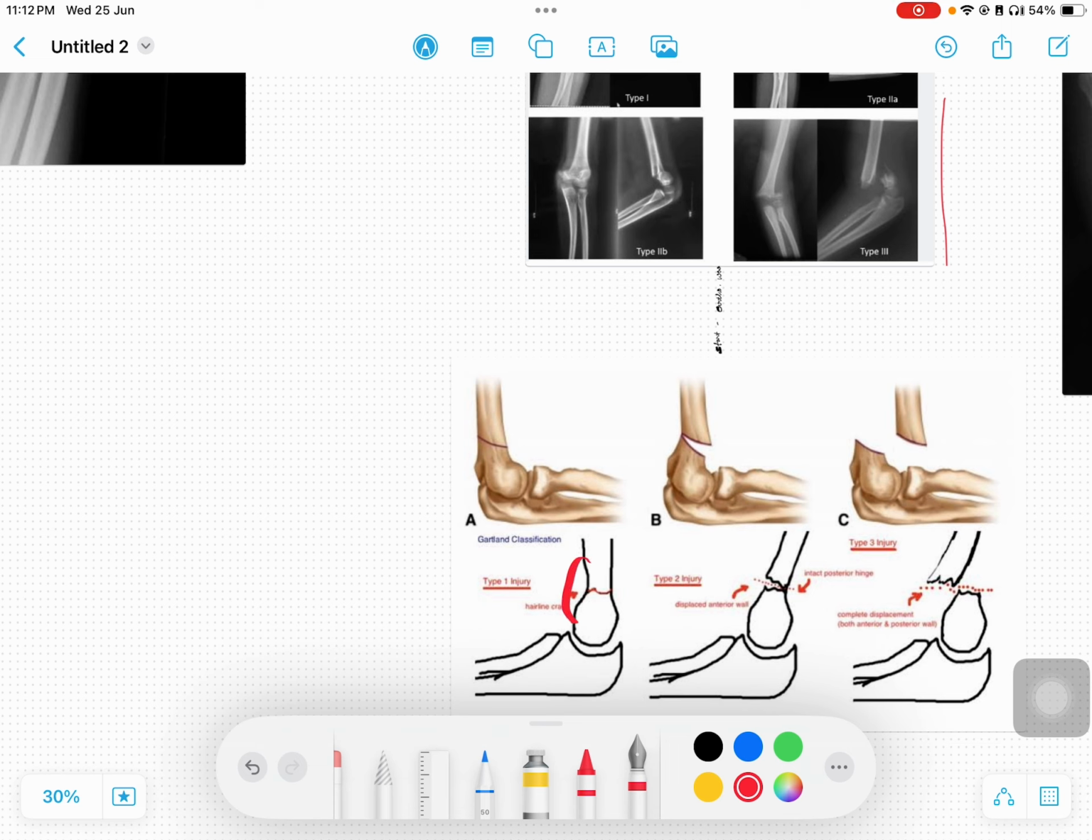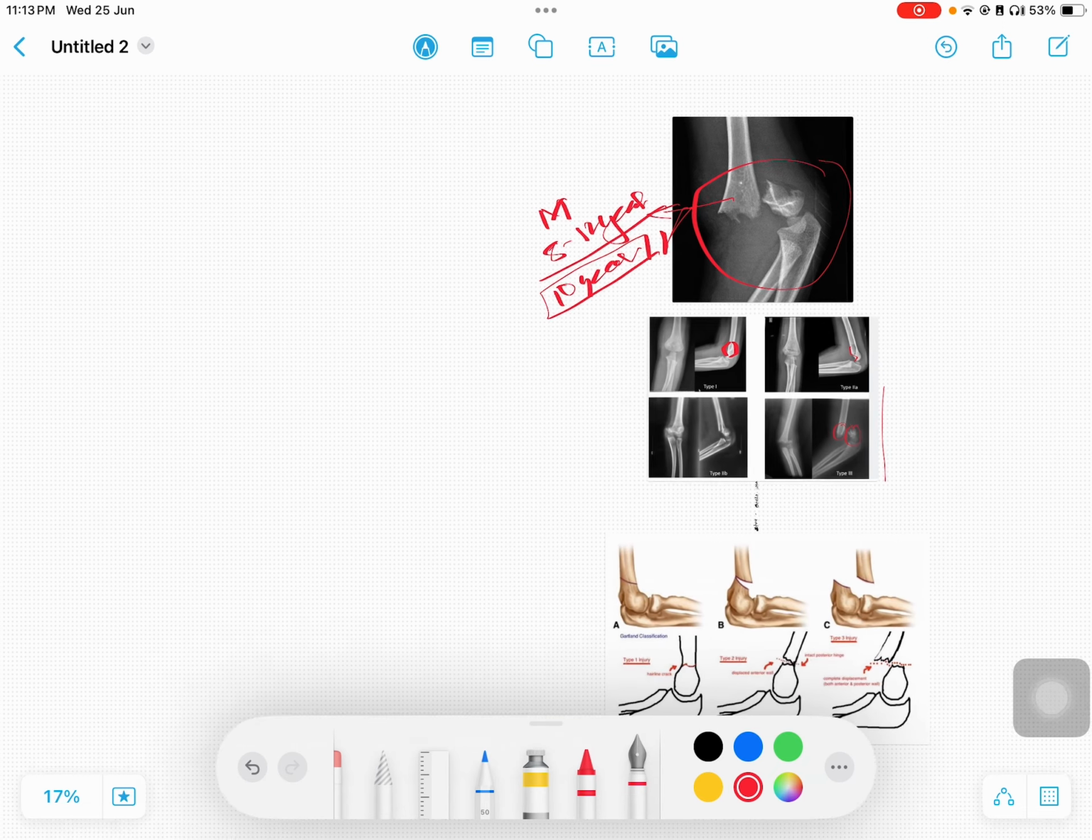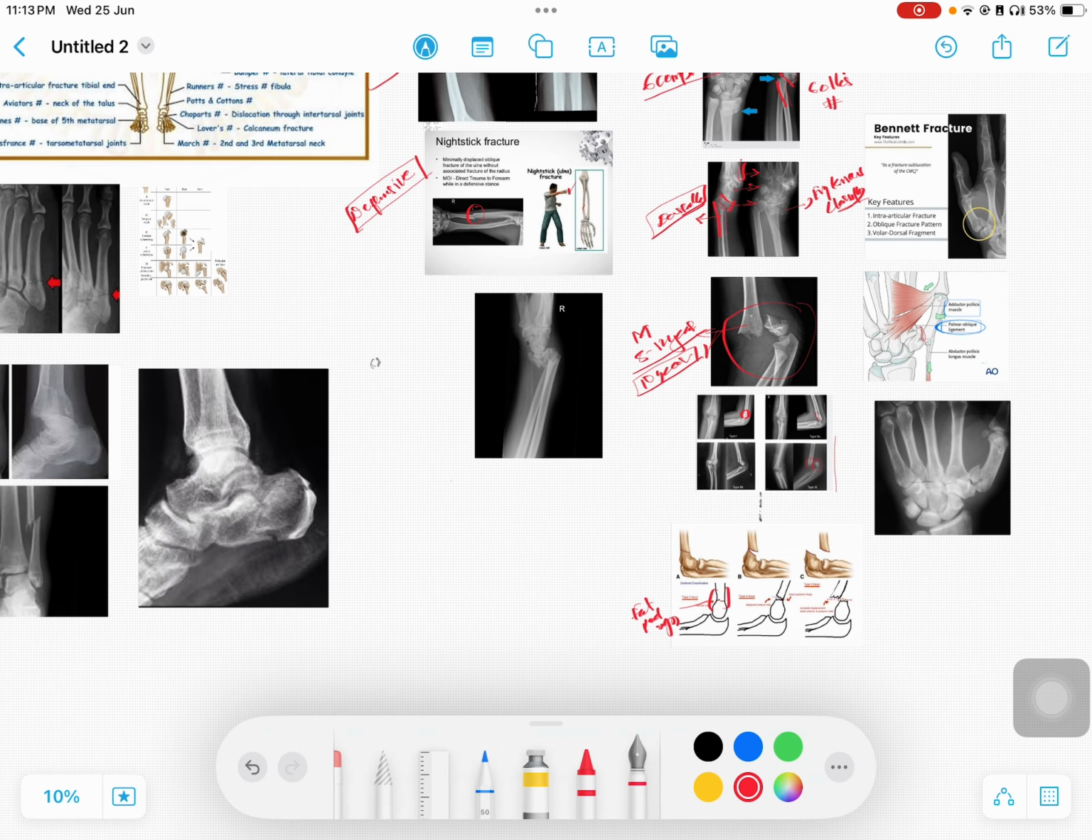There is a sign called the fat pad sign, a lucency in the x-ray. You can see the lucency in the x-ray. That is an undisplaced fracture. The second one is the anterior cortex breach. Anteriorly it should be like this, but due to the fracture it has become like this. This is the anterior cortex breach. Type 3 is a completely free fragment. That is Gartland's type 3 fracture. Okay. Next eponymous fractures we'll discuss in the next video.